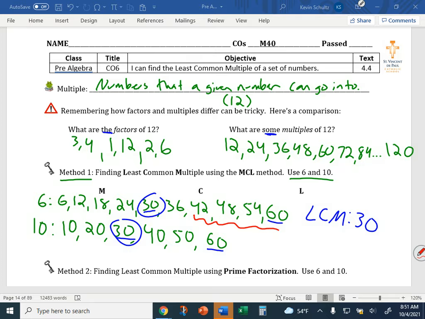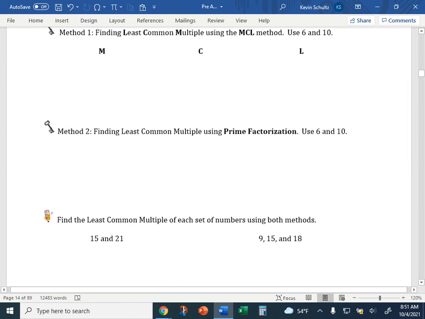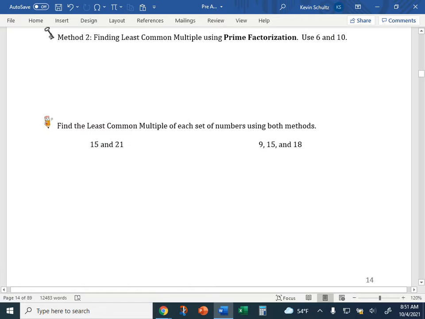Okay. So we have a second method that I'm going to teach you. And it's not using prime factorization. It's actually using the same chart method that we use for greatest common factor. So if you remember how to do that with that grid, we're going to do the same thing here for least common multiple. Lexi?